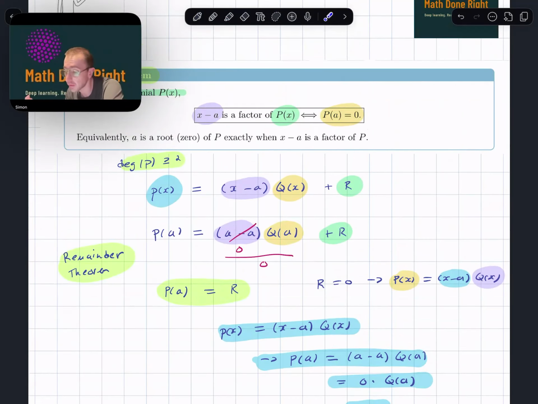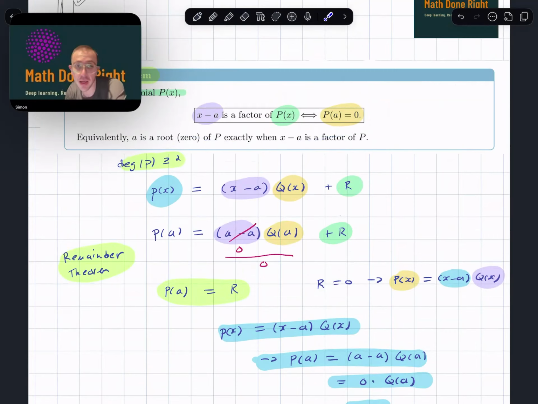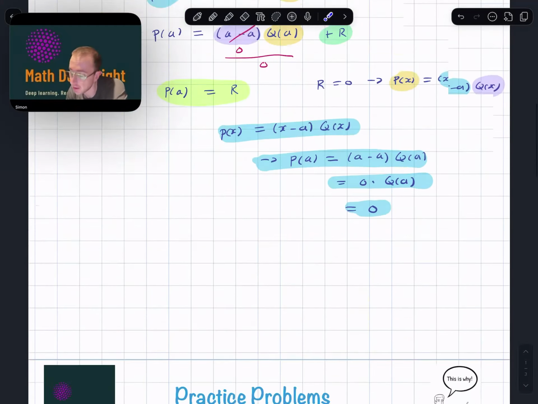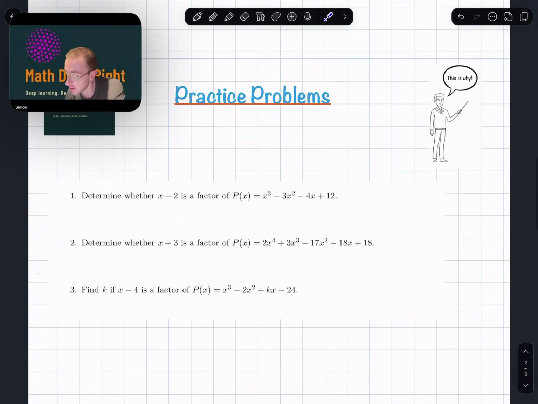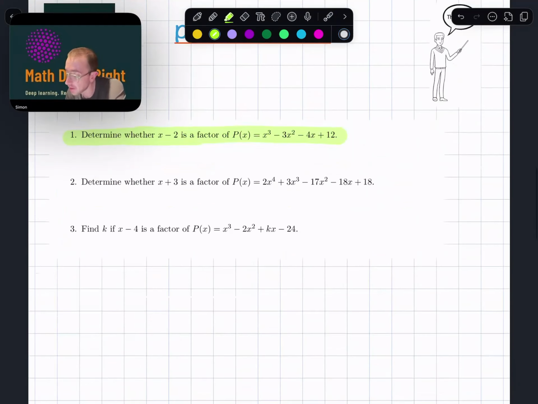The really useful part of it, though, is that you can check whether x minus a is a factor of p just by plugging in a to the polynomial p and seeing if you get 0. And then, if you do get p of a equal to 0 and you're trying to factor the thing, you can divide it by x minus a. We can use polynomial division to divide it by x minus a, which is what we're going to do right now. We're going to check some, and if they're divisible, we will divide them. And then you can repeat this process.